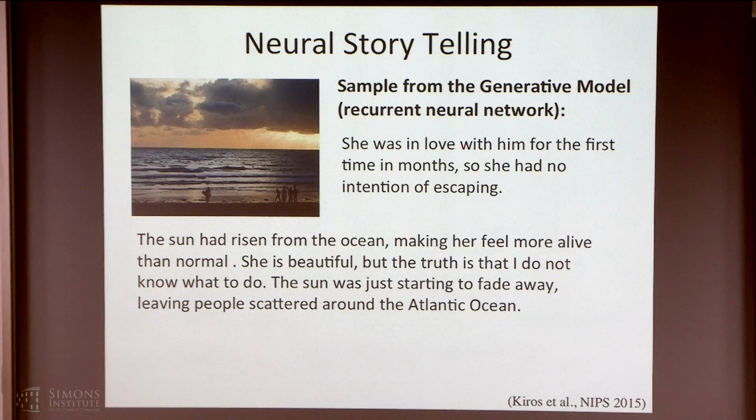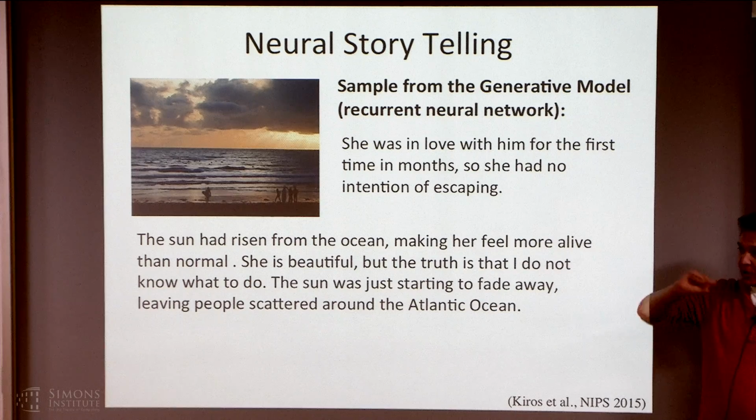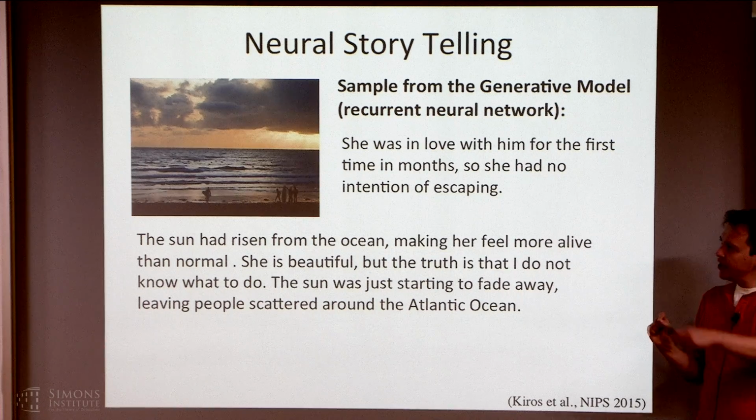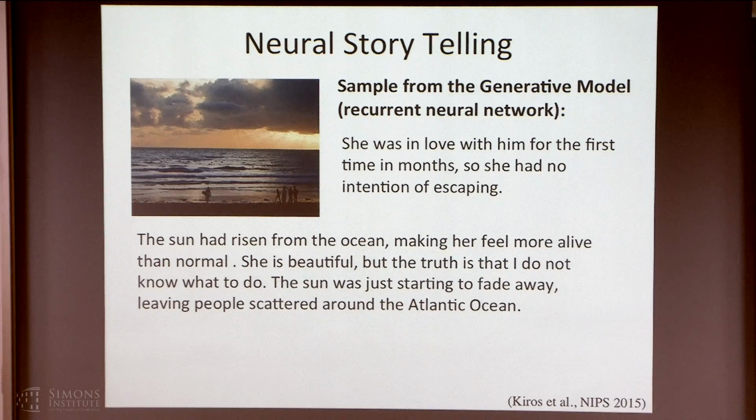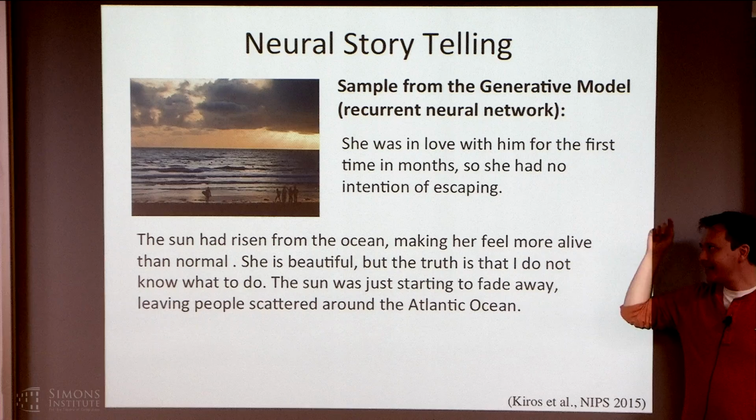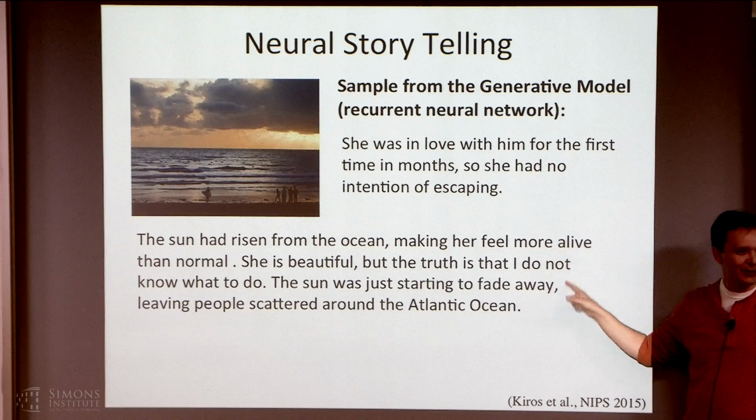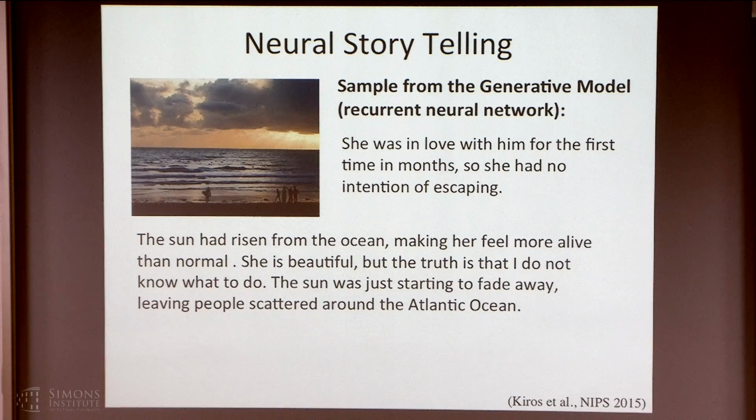Here's something I like to point out. One thing you can do is take the decoder and just generate multiple sentences conditioned on the image. The image gives some features, and so you're generating sentences biased towards the features in the image. The decoder was trained on 7,000 romantic novels. And it actually generates interesting things. Like, "She was in love with him for the first time in months, but she had no intention of escaping. The sun had risen from the ocean, making her feel more alive than normal. She's beautiful, but the truth is that I don't know what to do. The sun was just starting to fade away, leaving people scattered around the Atlantic Ocean."